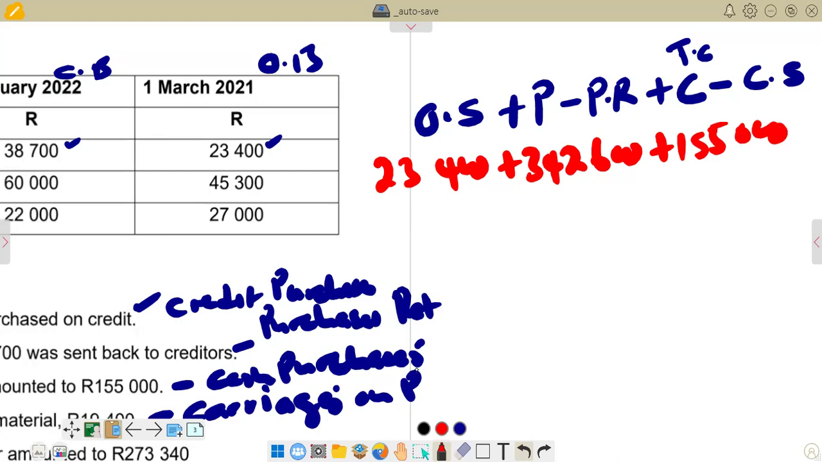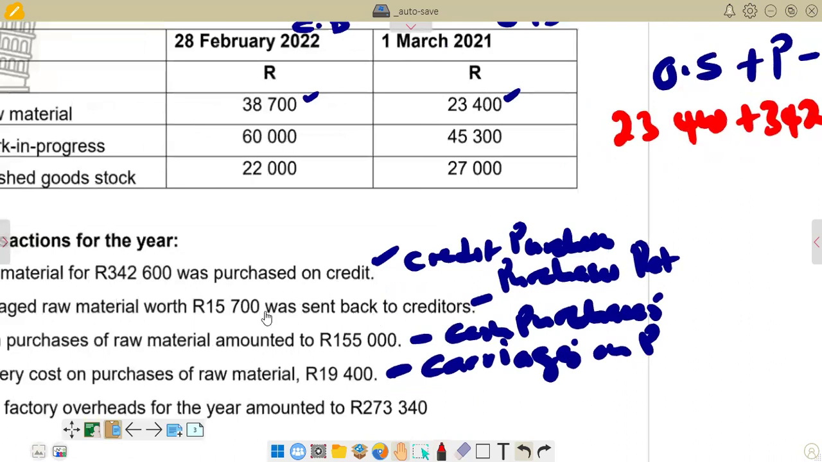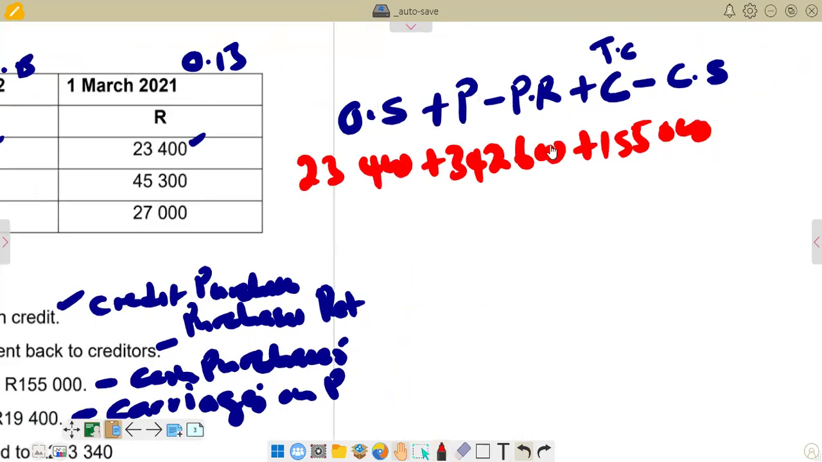Then our purchase returns, remember, we have highlighted them here at the second point, so we can see what we have in terms of the amount of our purchase returns, which is 15,700. So we are going to subtract it. Remember, purchase returns there, subtracting. If you come here, you see that purchase returns we are subtracting. So we are saying minus your 15,700.